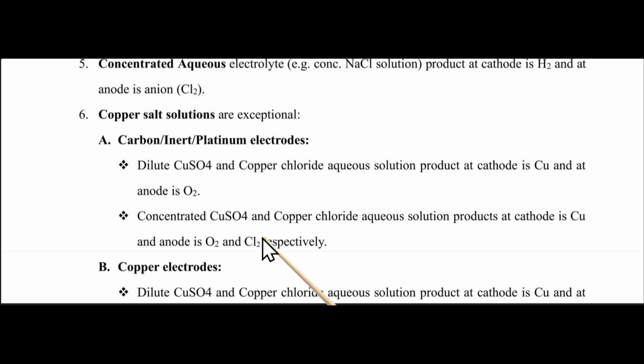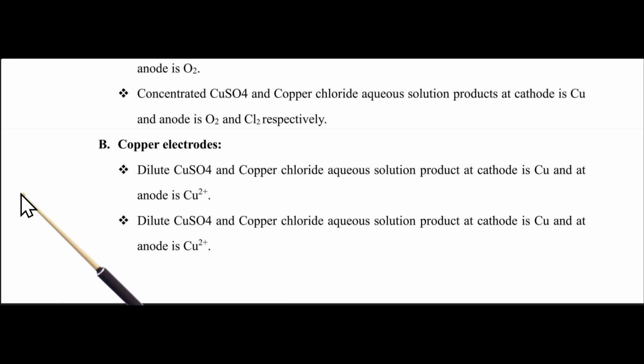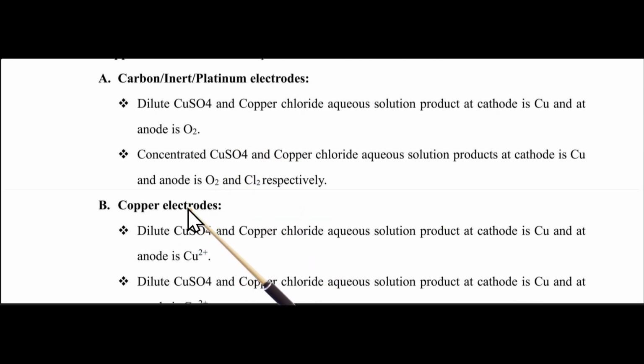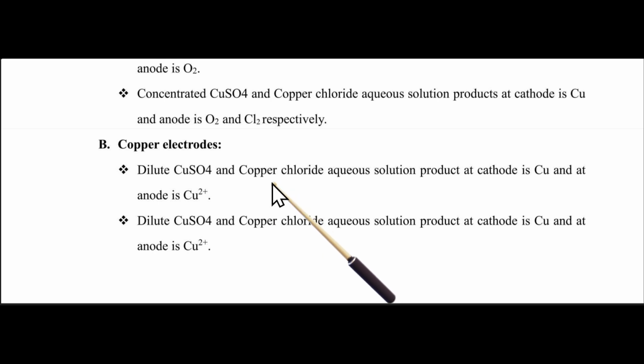But let's see about the copper electrodes. If you are using copper electrodes with dilute copper sulfate or copper chloride, you will always get copper at the cathode. So it is clear that whether you are using inert electrodes or copper electrodes, the cathode product will always be copper. Whenever you see copper and they ask about the cathode product, it is always copper, whether they are using copper electrodes, inert electrodes or carbon electrodes.